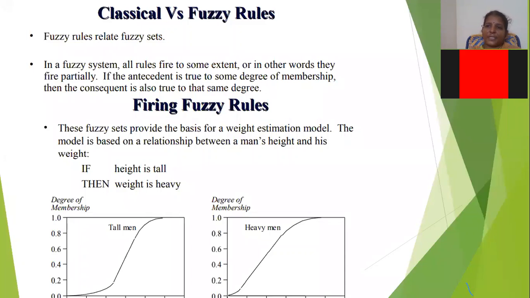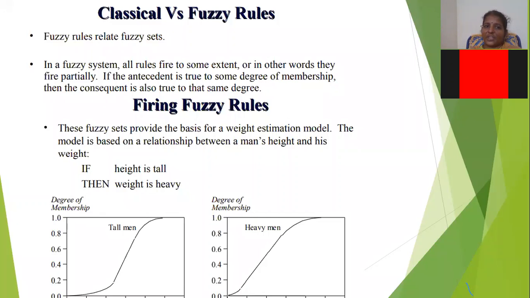See, if the speed is very fast, the stopping distance is very long. So antecedent means the if part is true, then the then part is also true to the same extent. Consequent, the result.